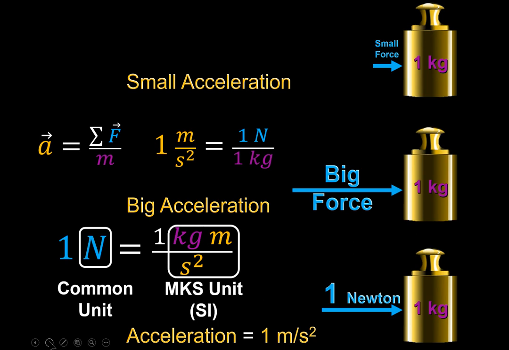Newtons is the common unit. Your kilograms meters per second squared is your MKS unit, or your SI unit. So again, we have 1 kilogram. What would be its force of gravity, or its weight?